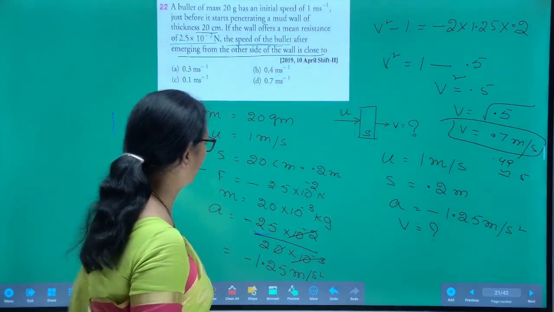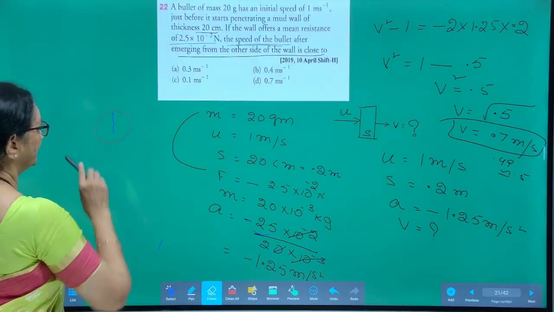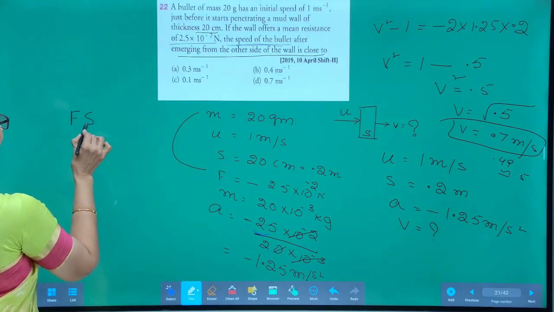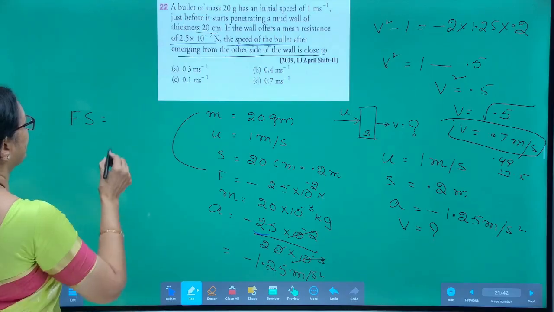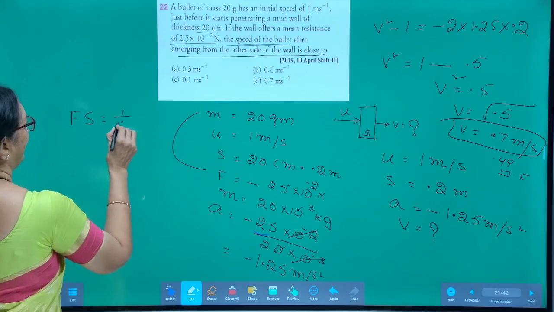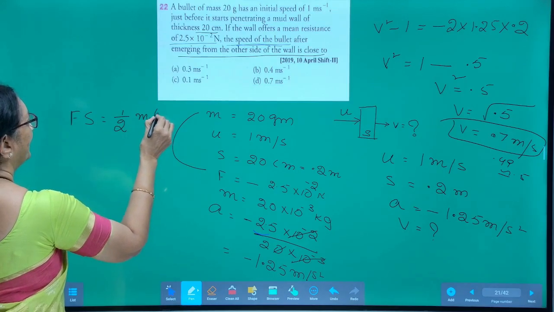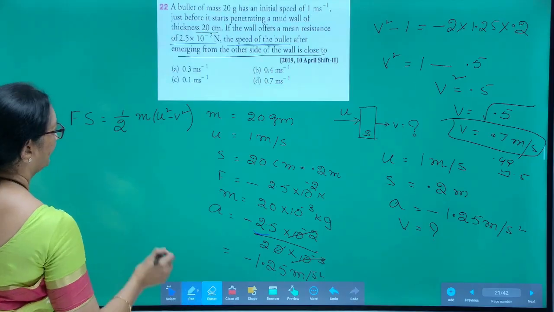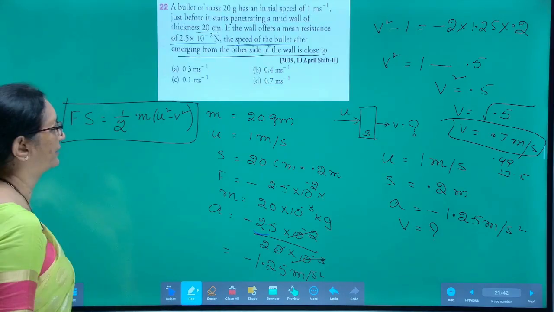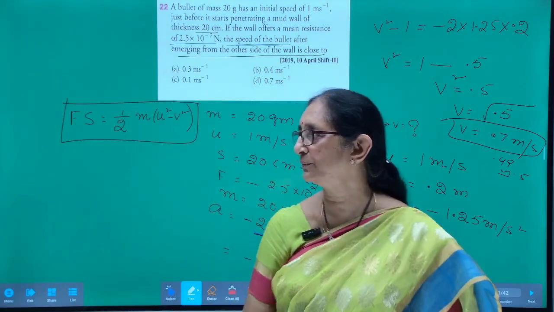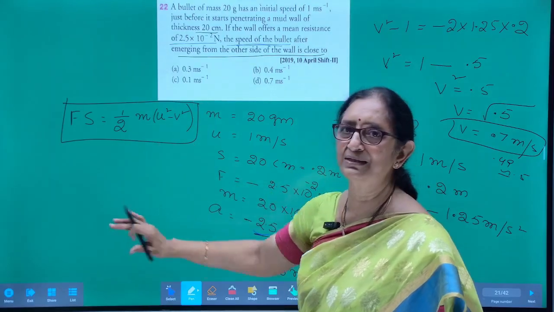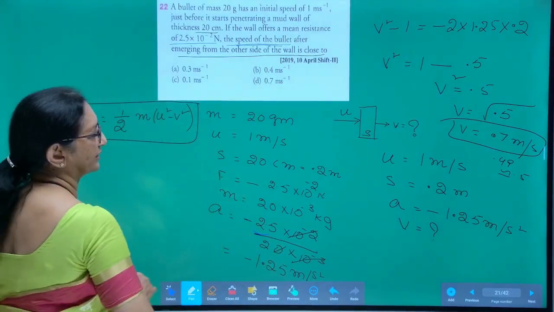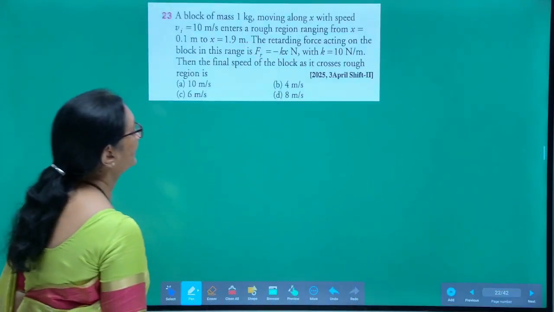In this way you can do that problem, or if you want to use work energy theorem, Fs, work done against the force of resistance, is equal to lost energy, lost kinetic energy, half m (u square minus v square) is the lost kinetic energy. So, Fs is equal to half m (u square minus v square). From that also straight away on substitution you can find out v. Okay. So, actually this is the shortcut method. Now, move on to the next problem.